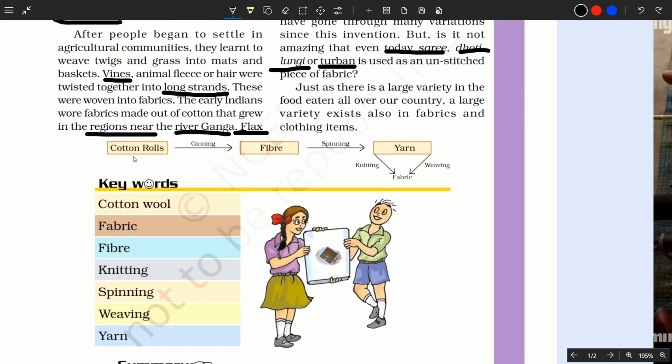Here we can see the cotton rollers. From the cotton rollers, by ginning, the fibers are made. After spinning, they become a yarn. From the yarn, they become a fabric. Here we can see how the fabric is made.